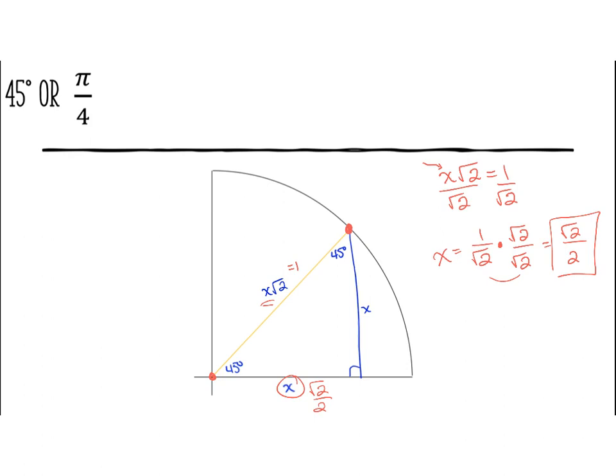The nice thing about a 45, 45, 90 triangle is that if I know one leg, I also know the other leg because they're the same. So the coordinates for a 45, 45, 90 triangle are the same. I've got the square root of 2 over 2 for my x and the square root of 2 over 2 for my y.